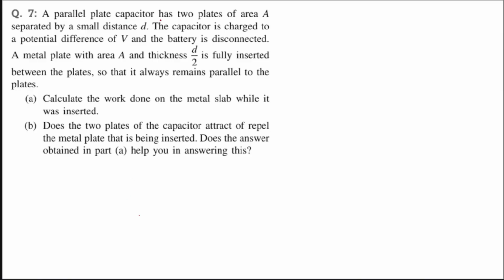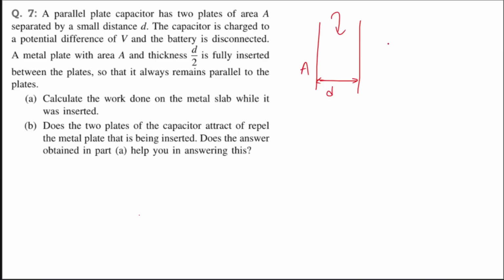A parallel plate capacitor has two plates. Let's say these are two plates, plate A and plate B, but there is no need of it. These two plates have area A, and they are separated by distance D. So this separation is given. Area is A, and if there is nothing in between, that is air.